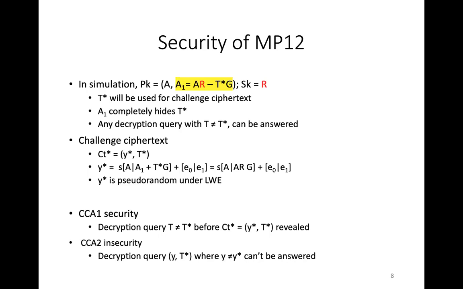So the CCA1 security crucially relies on the fact that decryption queries before seeing the challenge tag T star will likely have a tag T that is different from T star, so the decryption queries can be answered. On the other hand, it is not CCA2 secure, because in the CCA2 security game, the attacker, after seeing the challenge ciphertext, can make a query by fixing T star and changing the other part of the ciphertext into another one, and that decryption query cannot be answered.